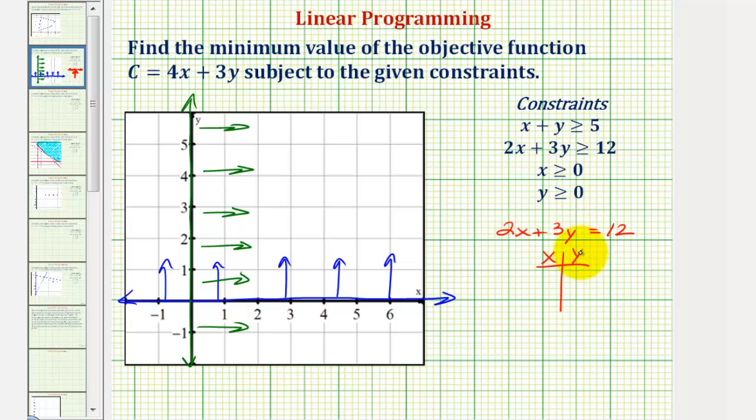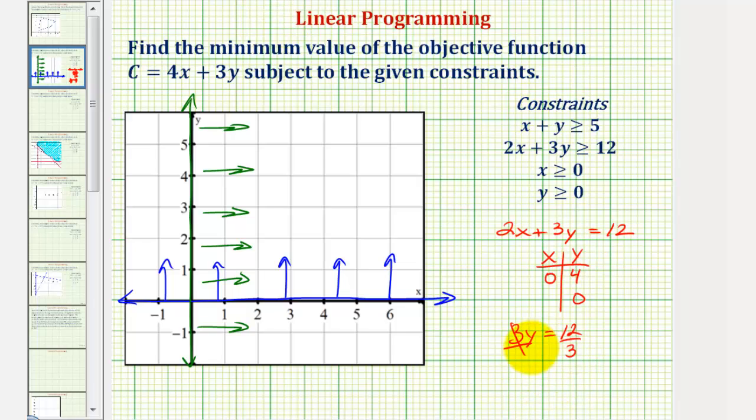In order to find the y-intercept, we'll set x equal to 0. In order to find the x-intercept, we'll set y equal to 0. So when x is 0, notice how we'd have the equation 3y equals 12. Dividing both sides by 3, we have y equals 4. So the y-intercept is positive 4.